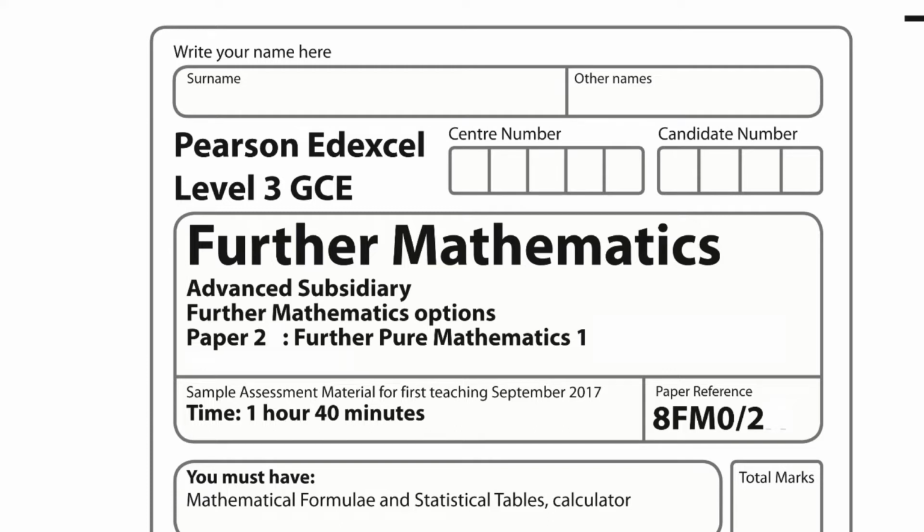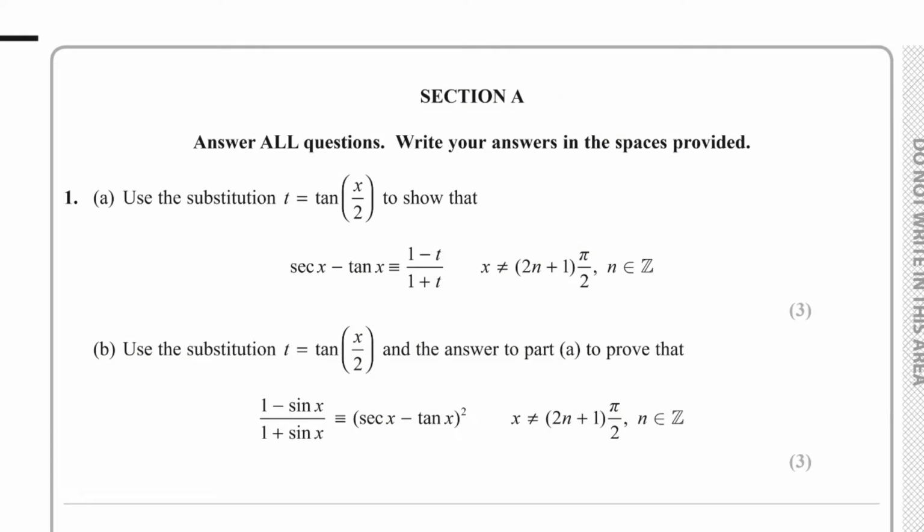Hi guys, this is the Edexcel AS level Further Maths paper from the sample papers, and in this video we'll be taking a look at the Further Pure Mathematics 1, FP1, paper. For question 1, part A, we have to use the substitution t equals tan of x over 2 to show that sec x minus tan x is equivalent to (1 minus t) over (1 plus t), where x doesn't equal (2n plus 1) lots of pi over 2 and n is an integer.